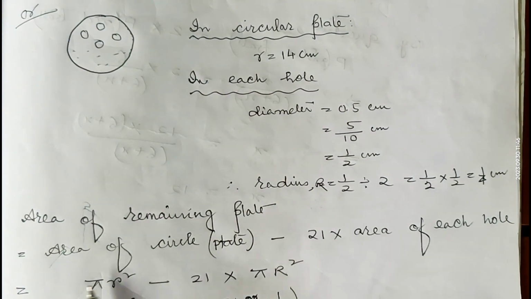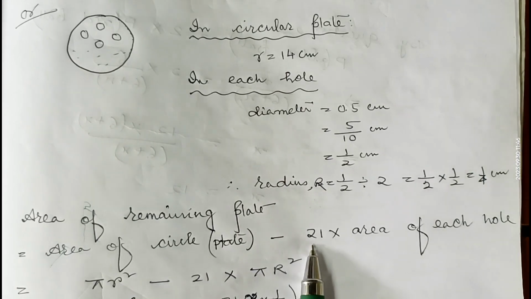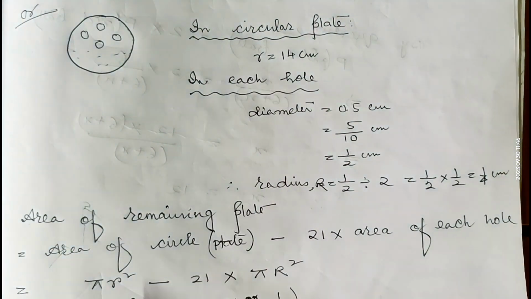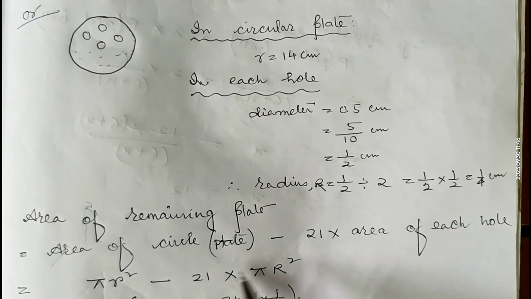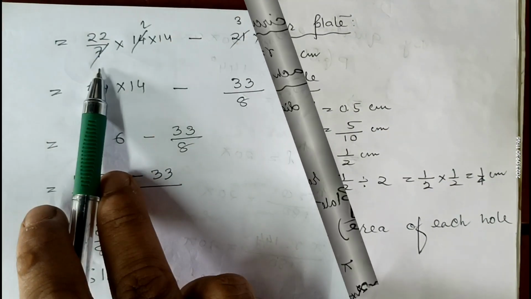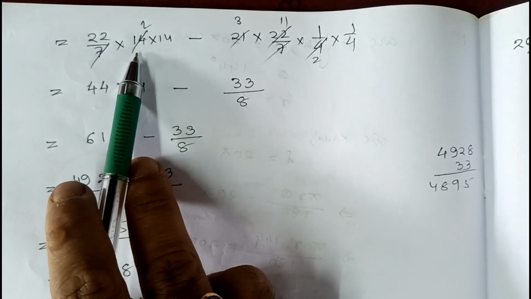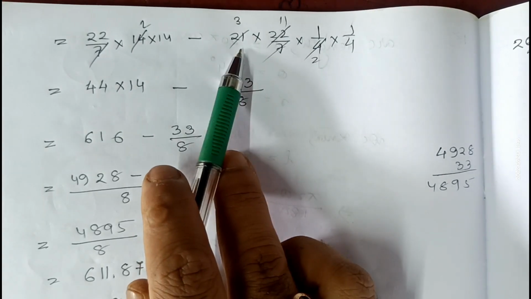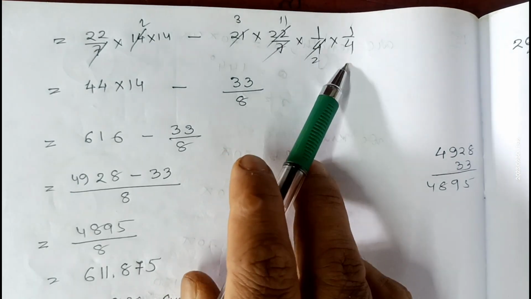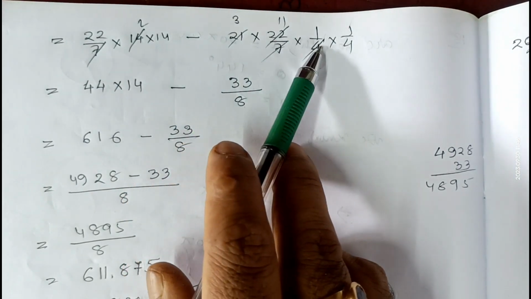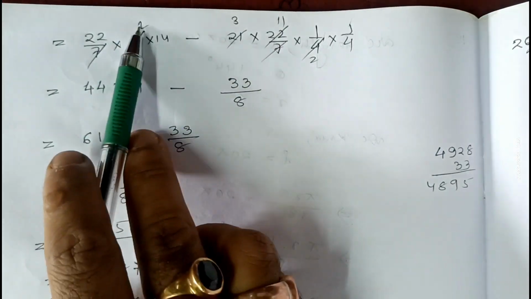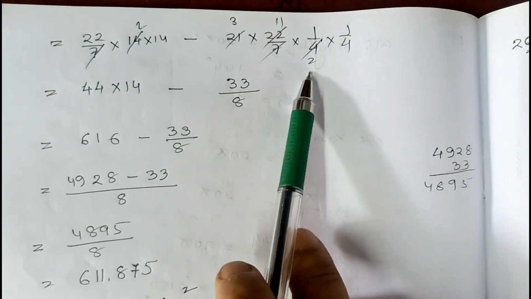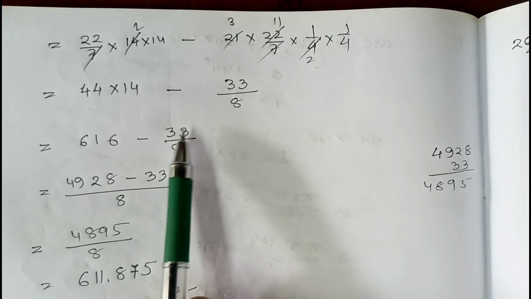So the area of the remaining part will be the area of the circular plate minus 21 into the area of each hole. Now the area of a circle is pi r square. Here we take small r for the plate and capital R for the hole, so the area is pi small r square minus 21 into pi capital R square. Pi is 22/7, small r is 14, so it will be 22/7 into 14 into 14 minus 21 into 22/7 into 1/4 into 1/4. Cancelling: 7 threes are 21, 2 twos are 4, 2 elevens are 22, 7 twos are 14, so 22 times 2 is 44, into 14, minus 3 elevens are 33, 4 twos are 8. So we got 616 minus 33/8.